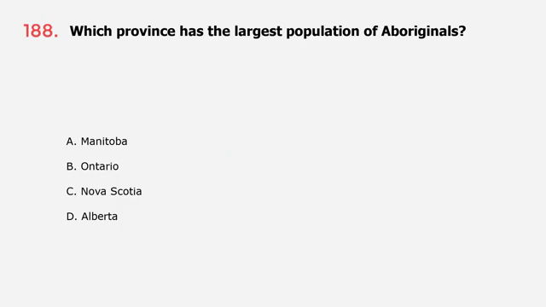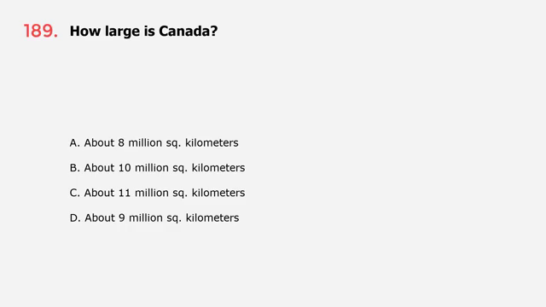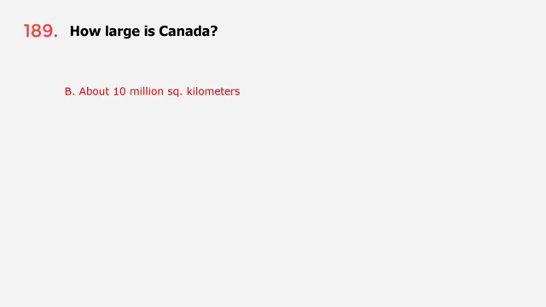Question 188. Which province has the largest population of Aboriginals? A. Manitoba, B. Ontario, C. Nova Scotia, D. Alberta. The answer is A. Manitoba. Question 189. How large is Canada? A. About 8 million square kilometers, B. About 10 million square kilometers, C. About 11 million square kilometers, D. About 9 million square kilometers. The answer is B. About 10 million square kilometers.